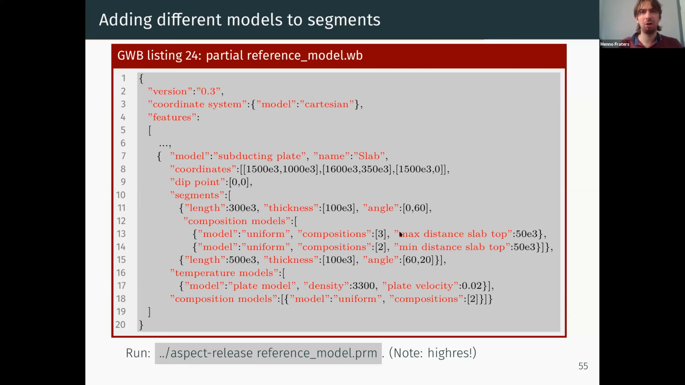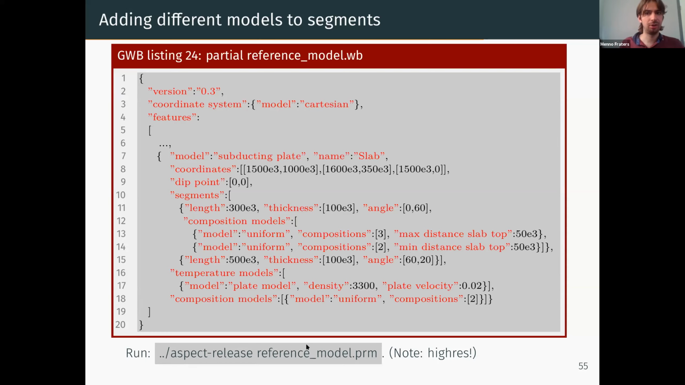The minimum is always 0 and the maximum is always infinite. So we're going to set the max distance slab top to 50 kilometers, and we're going to set it for the other one with a different composition. We're going to set the minimum to 50 kilometers. So this creates two different compositions in the first segment. So remember, this is within the first segment. It will override basically the compositional model.